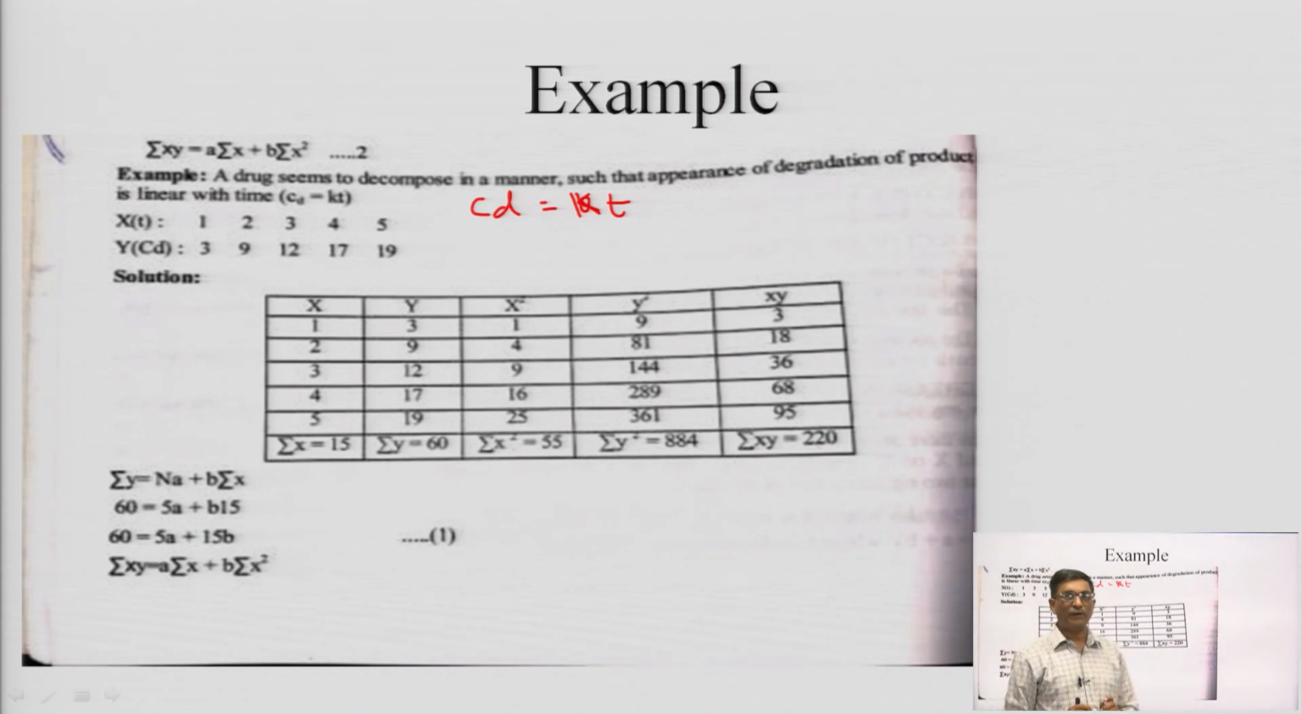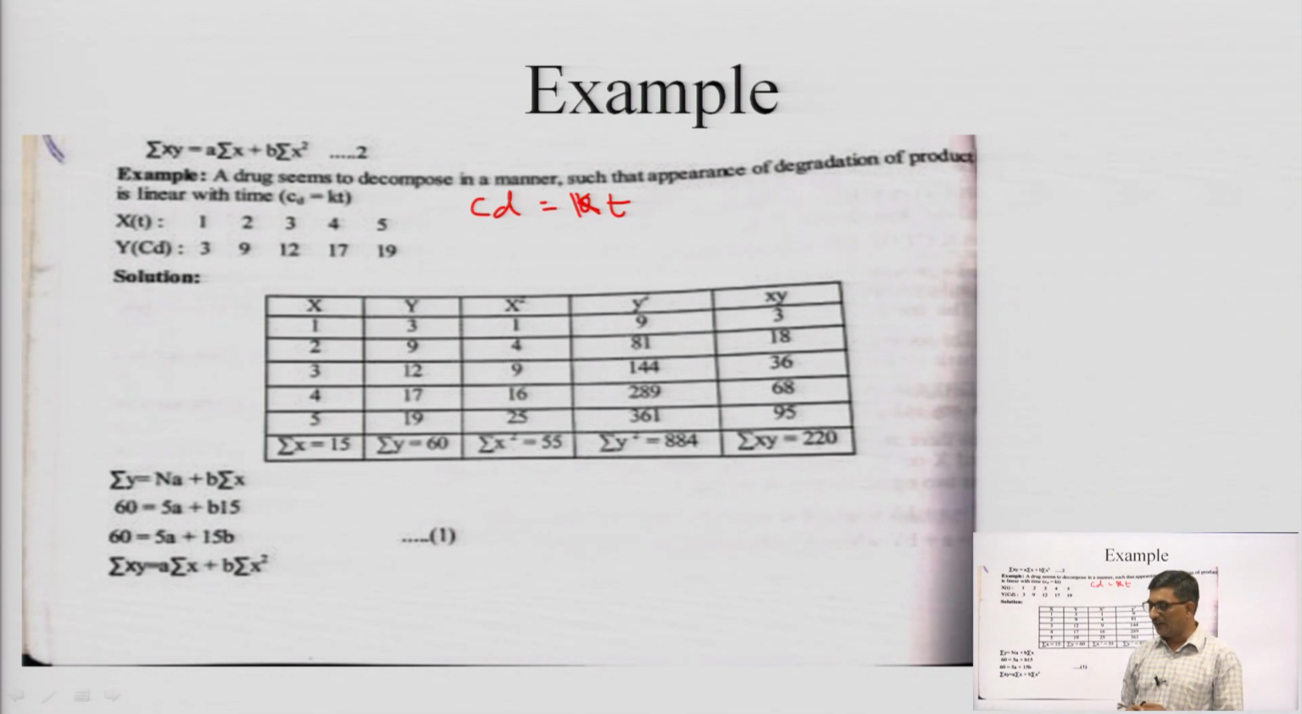So, here we have two variables: one is time and the second is degradation of the product. As we know, degradation depends upon the time. So, the drug decomposition, that is the y variable, we take as the dependent variable and time as the independent variable.